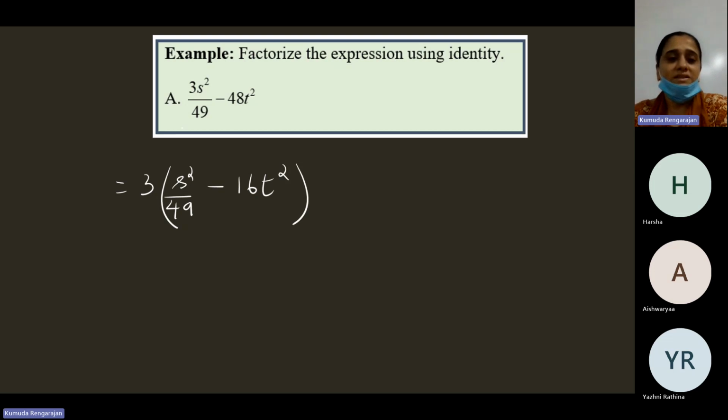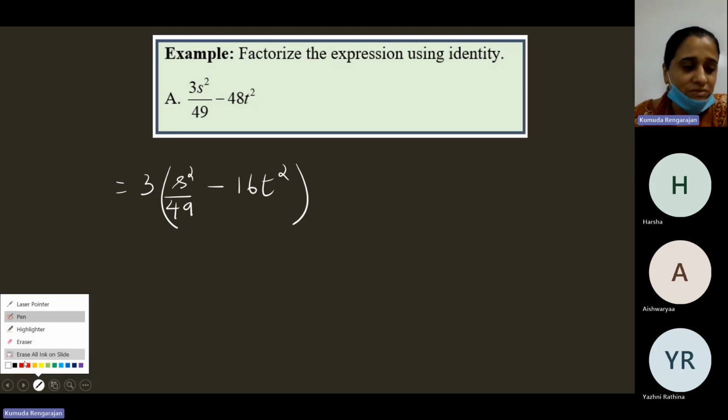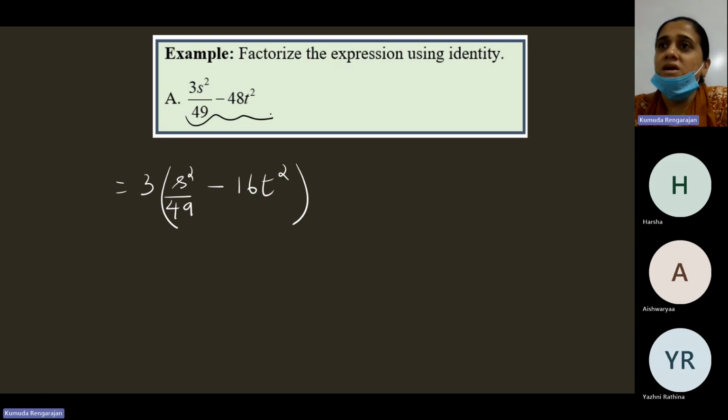So see, this expression has two terms. So there's only one option for you. You can factorize this using the identity a square minus b square, but they don't look like perfect squares. If the expression has two terms, we only know one way of factorizing it, and that is using the identity a square minus b square. A square minus b square means the terms must be perfect squares. And these are 3s square and 48t square. 48 is not a perfect square. 3 is not a perfect square.